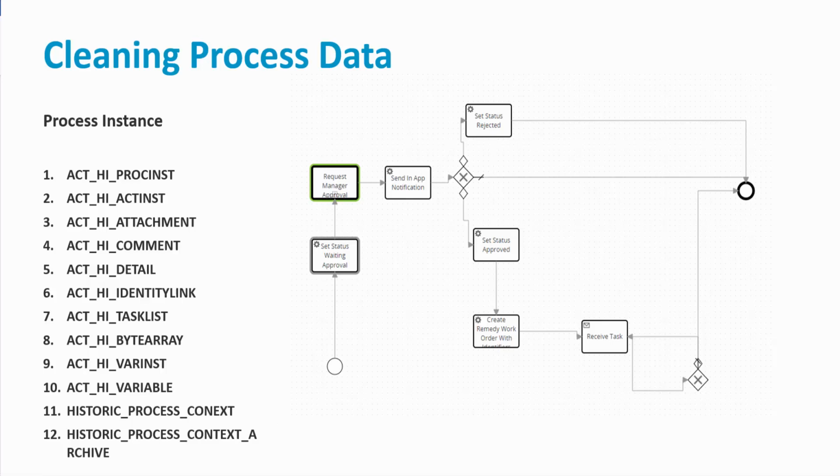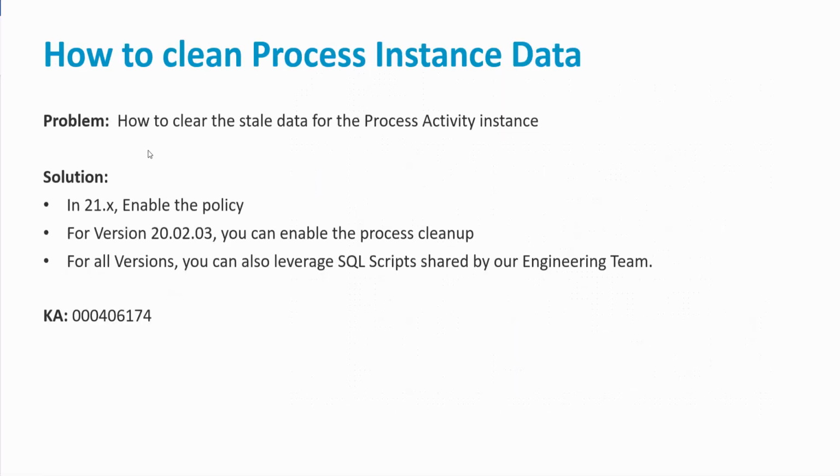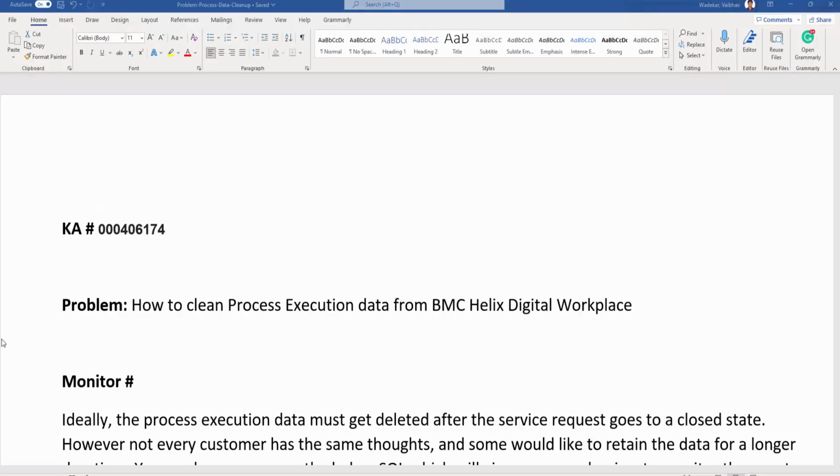You might have a question about how to clean this data. The answer is in my next slide: how to clear the stale data for the process activity instance. The solutions are: in 21.x we can enable the policy; for version 20.02/20.03 you can enable it via process cleanup; and for all versions we can also leverage a SQL script shared by our engineering team. I have documented all these solutions in KA 406174. Let us look at KA 406174.